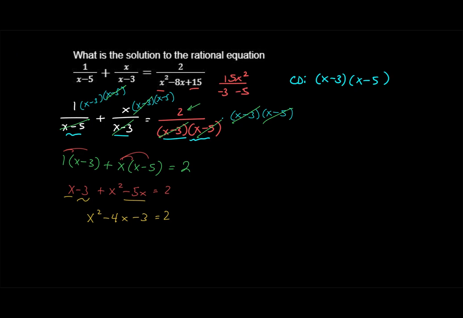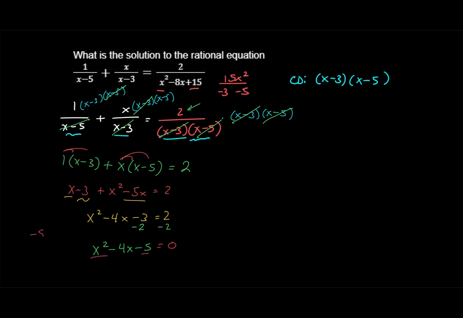Again, it's a quadratic, so I'm going to move everything to one side. Let's subtract 2 on both sides and get x squared minus 4x minus 5. I do need to factor this equal to 0. I could either try factoring or quadratic formula. I'd prefer to factor it if it's factorable, so that's what I'm going to try here. I'll multiply first and last.